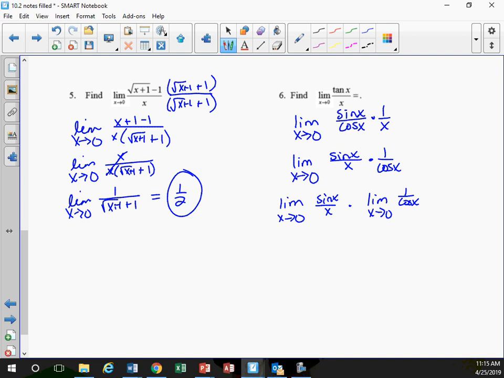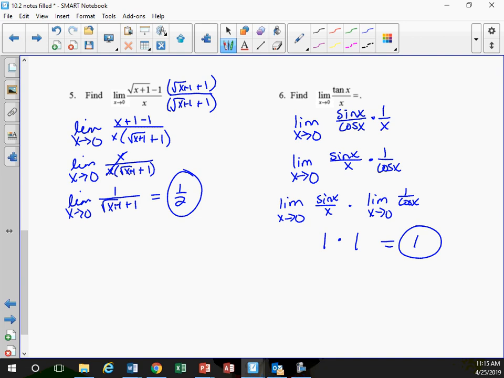So, the first one we know from notes earlier today. What is the limit as x approaches 0 of sine of x over x? 1, times. What if I plug 0 in here? What's the cosine of 0? 1. And what's 1 times 1? Okay. There's your answer. It's 1.